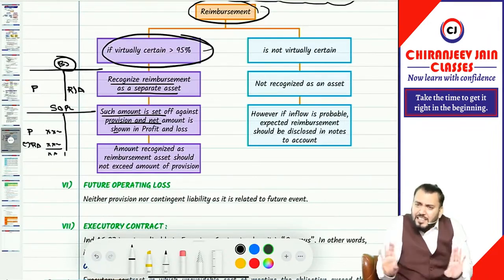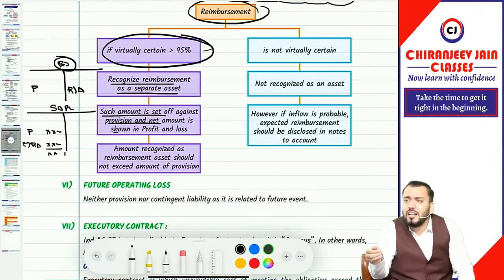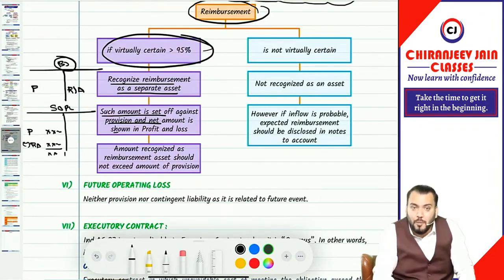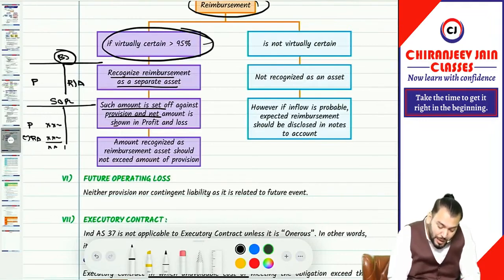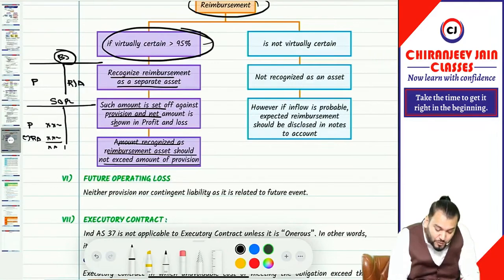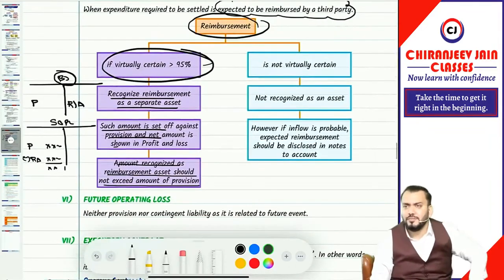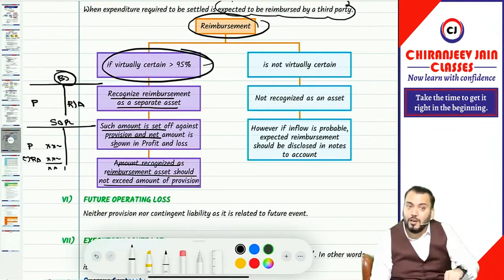Correct? Can you see, in any case, the reimbursement asset should not exceed the amount of provision? Either it will be equal to the amount of provision or less than the amount of provision, but it should not exceed what? The amount of provision. Understood? So the amount recognized as a reimbursement asset should not exceed the amount of provision. Have you understood? These special points are very important from the exam point of view because questions may be asked from these special points.